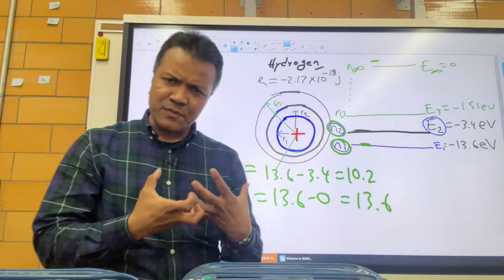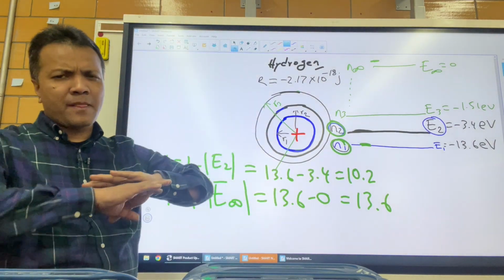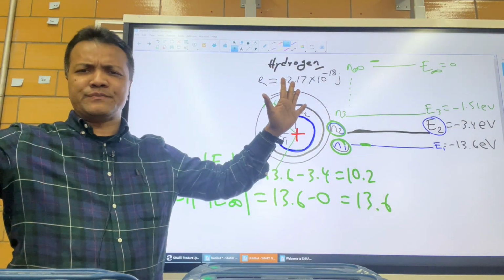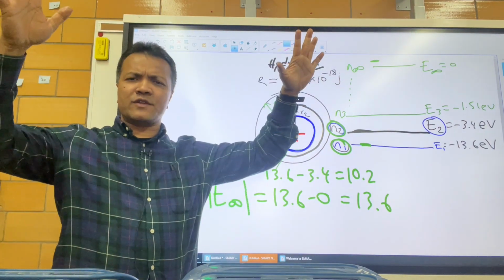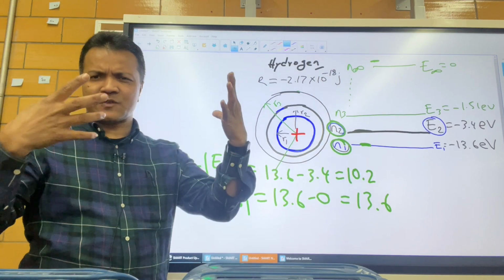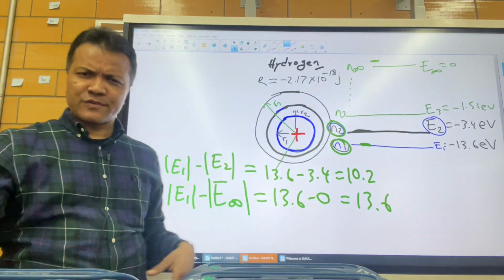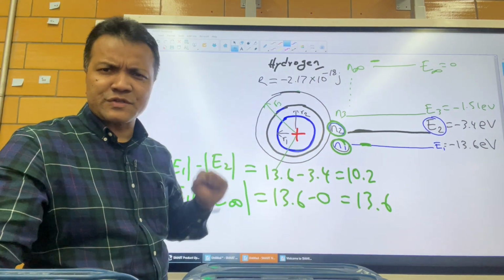It needs 13.6 electron volt energy to escape the atom for good. Then the proton will have no control over this electron. That means the hydrogen atom, whether the proton likes it or not, becomes an ion. This is the process of ionization.